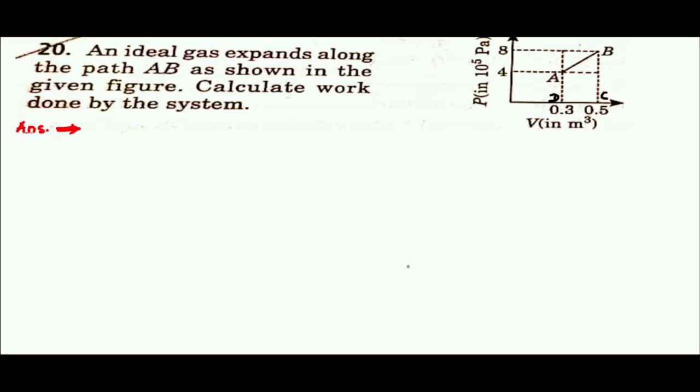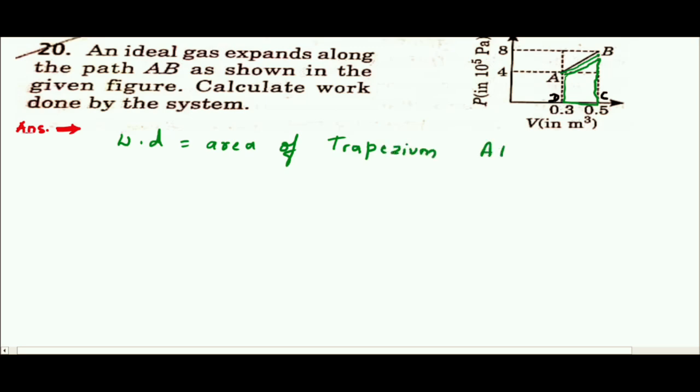Okay, we will move to the last question of this session. An ideal gas expands along the path AB as shown in the given figure. So AB is going along this direction. Calculate the work done. Here we have to find the work done. As this looks like a trapezium, work done is equal to the area of the trapezium ABCD. And what is the formula for it?